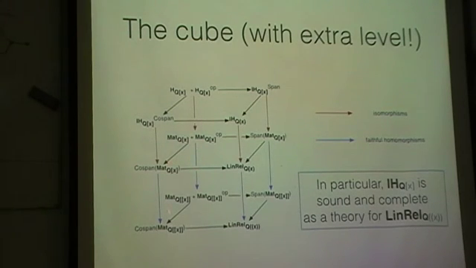Now, this lower level, these blue arrows, they're no longer isomorphisms, but they are faithful homomorphisms. So we have this composite here from this symmetric monoidal theory to the prop of linear relations over Laurent series, and the symmetric monoidal theory is sound and complete as a theory for this, because there's a faithful homomorphism of props from it to it.